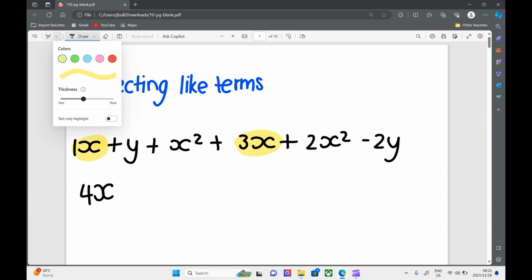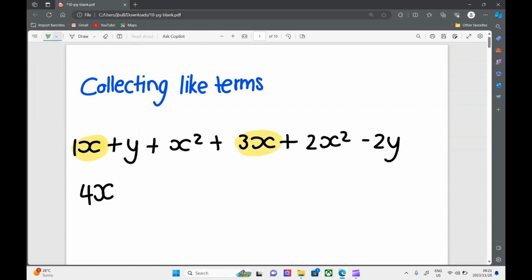So next up, this is how I go through. I just underline the terms that are the same or color them in the same color. So let's add up all the y's next. I've got 1y take away 2y. So 1 take away 2 is negative 1y. Or you don't have to write that one, you could just write negative y. And then finally, I've got my x squared. So x squared plus 2x squared is 3x squared.